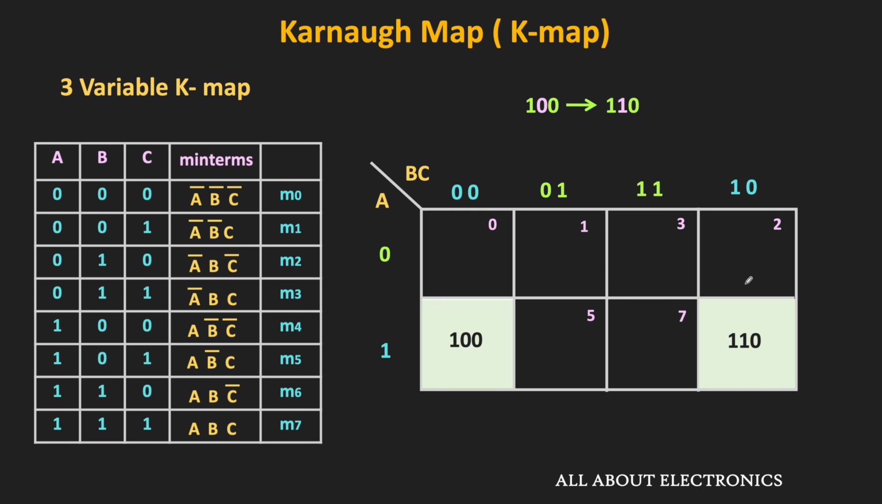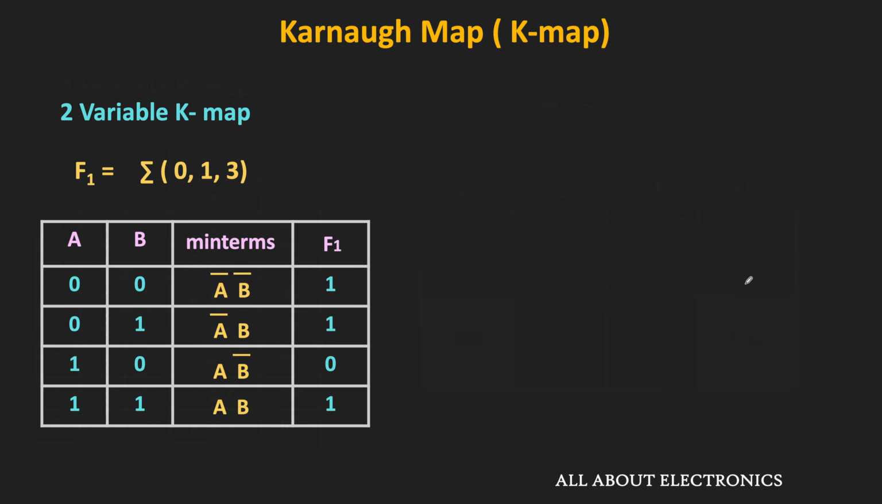Similarly, these 2 cells are also adjacent to each other. So in short, in the K-map, the cells are arranged such that between each pair of adjacent cells, only one bit is changing at a time. Alright, so now let us see how to map the Boolean expression in this K-map.